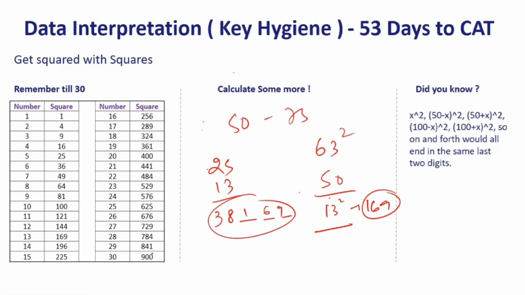You have 30 square, which is 900, 31 square, which is 961. 32 square is the first number where you get 4 digits. So 32 square is 1024, 33 is 1089, 34 is 1156, 35 is 1225, 36 is 1296, going on down till 99, which is 9801.